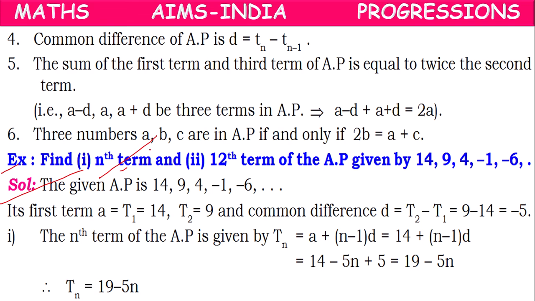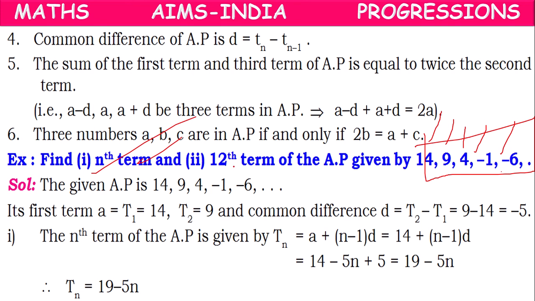So find the nth term. Let's see the example here. Find the nth term and the 12th term of the AP given by 14, 9, 4, minus 1, minus 6. So here we have a sequence starting from 14, 9, 4, minus 1, minus 6, and we have to find the nth term and the 12th term of this arithmetic progression.